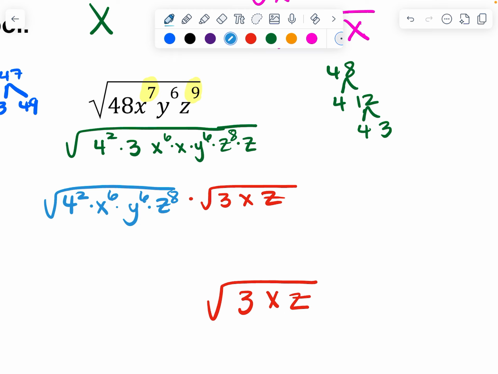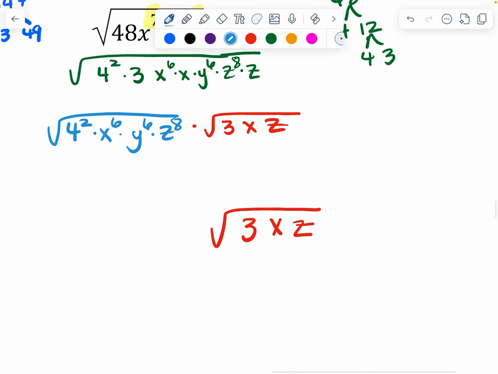Now, we just divide all the exponents in half. So 4 to the 1st power, x to the 3rd power, y to the 3rd power, z to the 4th power.